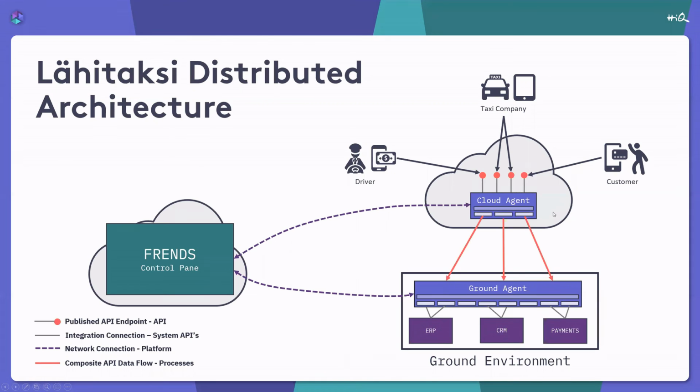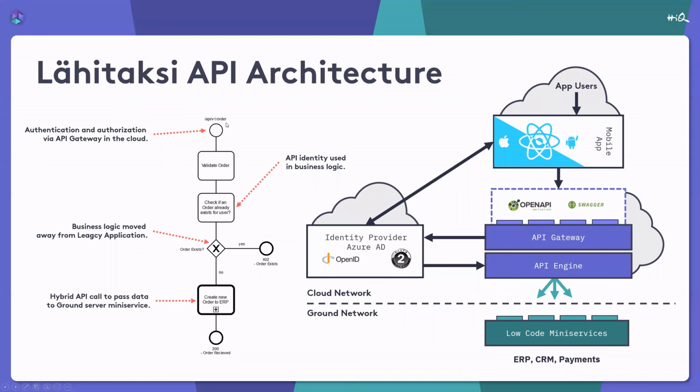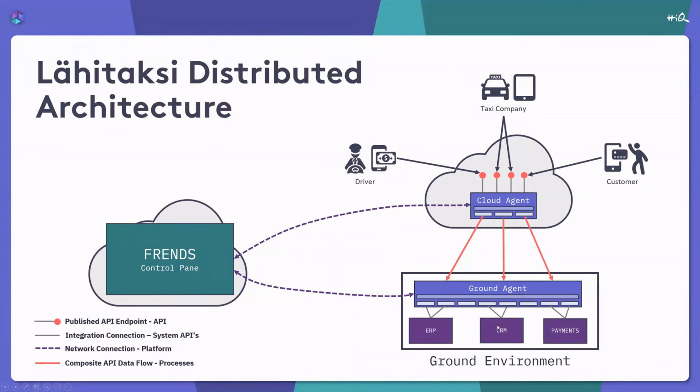But we don't want to force this logic and this specific way of consuming data from the backend systems or the backend services onto the developer of the mobile application. We want to obfuscate and even abstract that a little bit away. So we just have a simple order taxi API call. And within Frends, within the orchestration, we manage the automation. So in which order do we need to create the different calls to the different systems?